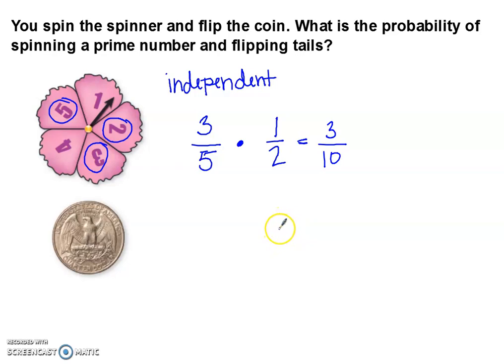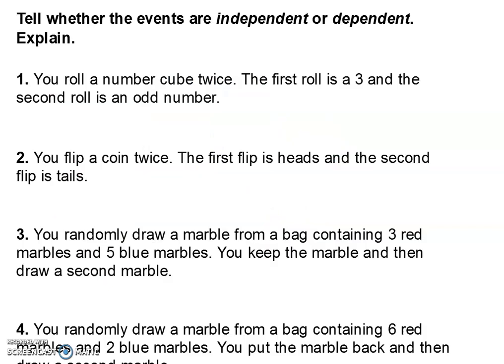Let's see if we can identify which kinds of events are independent or dependent. Let's talk about these. You roll a number cube twice. The first roll is a 3, and the second roll is an odd number. Are the events independent or dependent?